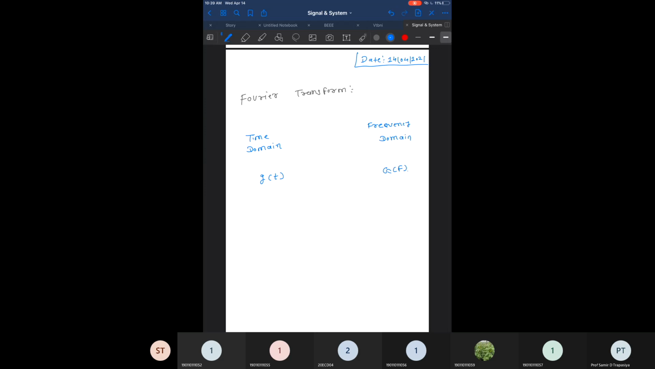The process to convert the signal from the time domain to the frequency domain is known as the Fourier transform. So the Fourier transform is a tool or method to convert any time domain signal into a frequency domain signal. And if we do the reverse process, if we have the signal G of f and we want to convert it to G of t, meaning we convert a frequency domain signal to a time domain signal, this process is known as the inverse Fourier transform.